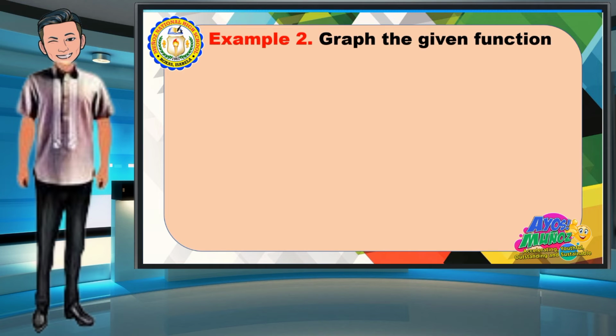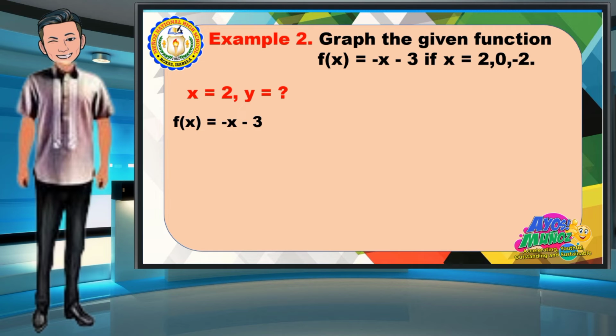Another example, example number 2. Graph the given function f of x equals negative x minus 3 if x equals 2, 0, and negative 2. The same procedure as in example number 1. Find the value of y if the value of x equals 2 by substituting the values of x.